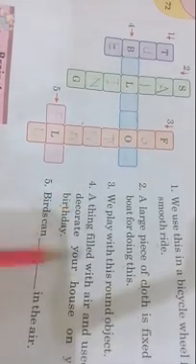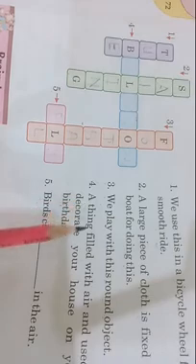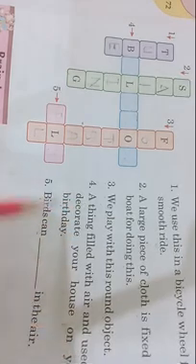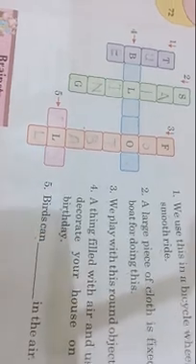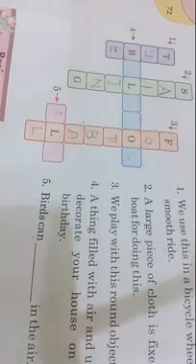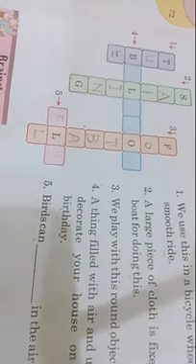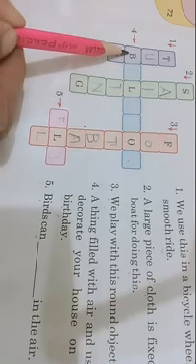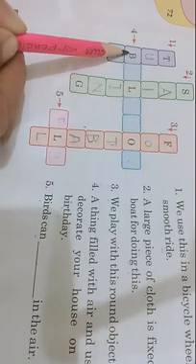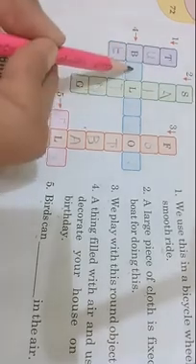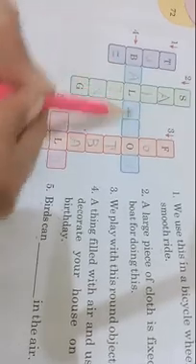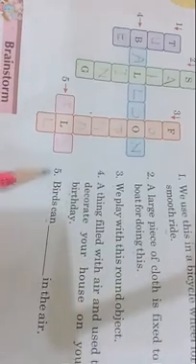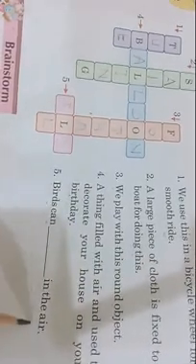A thing filled with air and used to decorate your house on your birthday. You use this thing on your birthday. This is very easy. First letter is B. You can think about it. B-A-double-L-double-O-N. This is balloon. Next one is number 5: a bird can dash in the air.